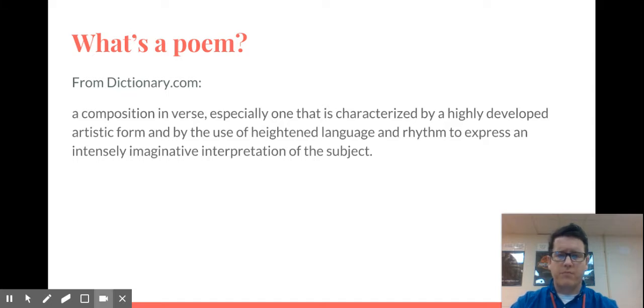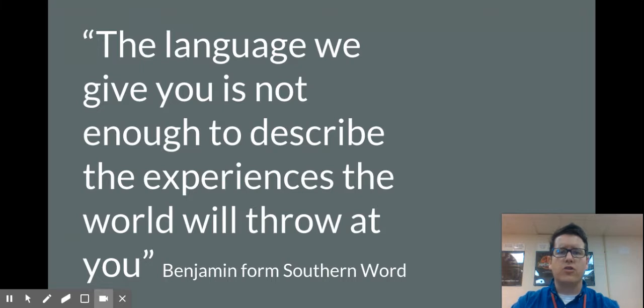So generally, here's what I think of when I think of poetry. And I got this quote from a guy named Benjamin. He works with an organization called Southern Word, and he's come into my classroom before to teach us about how to write poetry and creative writing in general. And this is what he said about poetry. He said, "The language we give you is not enough to describe the experiences the world will throw at you."